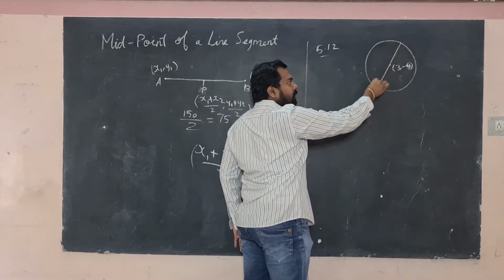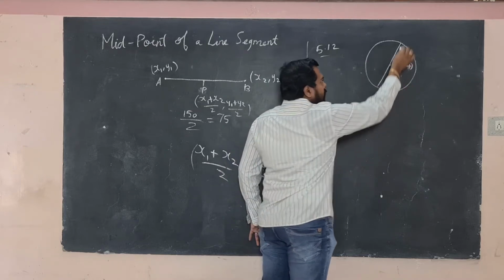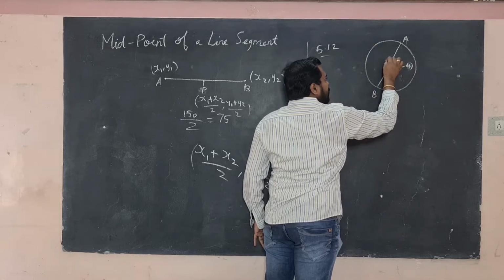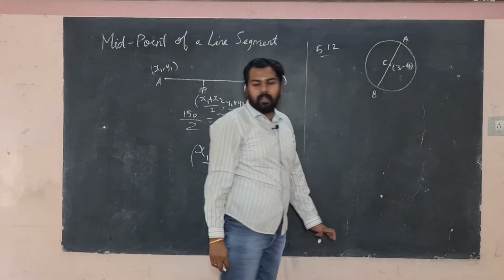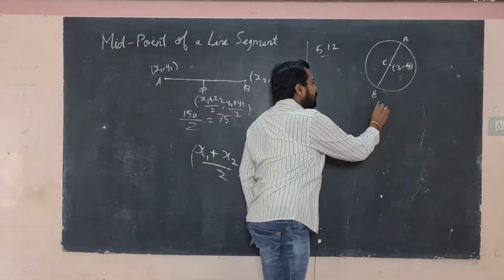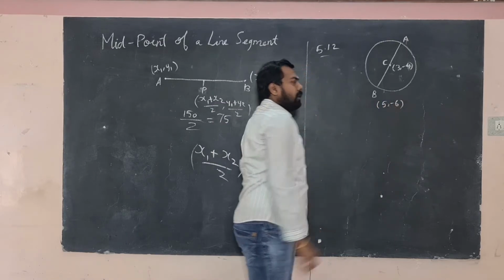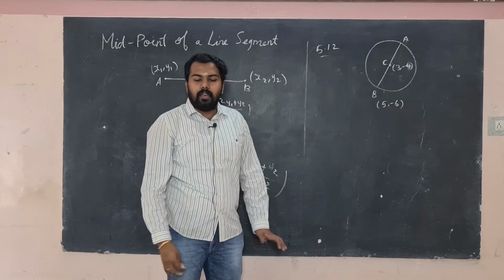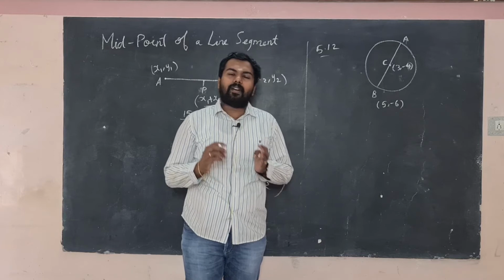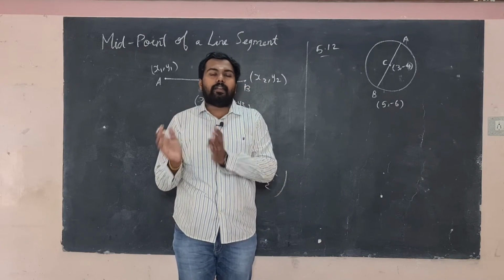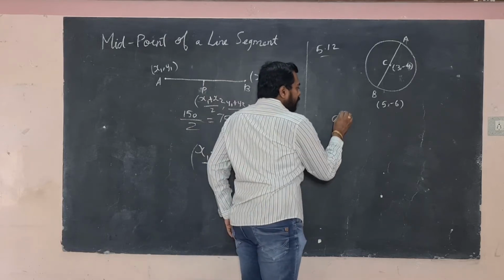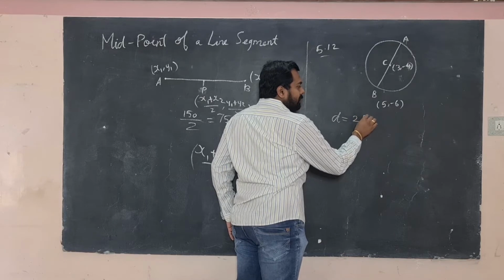So it is like this or like this, whatever you assume. This is A, this is B. So it passes through the center. Let me assume this center as C. The coordinate of B is given as 5 comma minus 6. We are asked to find the coordinates of A. So first, what is the relationship between diameter and radius? Diameter will be twice the radius, right?